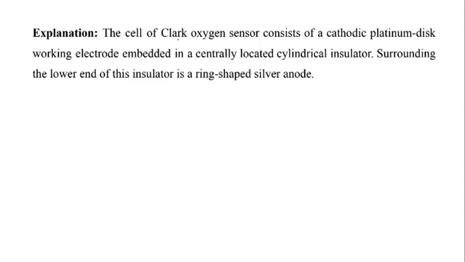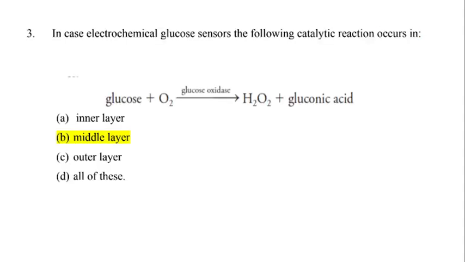The cell of the Clark oxygen sensor consists of a cathodic platinum disc working electrode embedded in a centrally located cylindrical insulator. Surrounding the lower end of this insulator is a ring shaped silver anode. So it is very well explained.